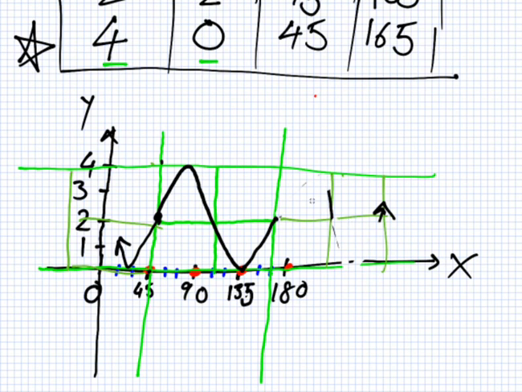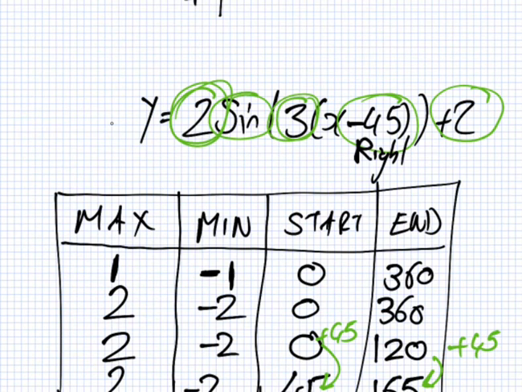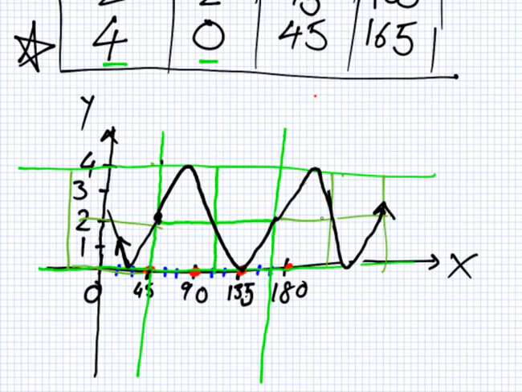So the way we should do this is with a table. What's the formula? y equals 2 sine, bracket 3x minus 45, plus 2. So we do it as a table. Yeah, that's good. Max, min, start, and end.